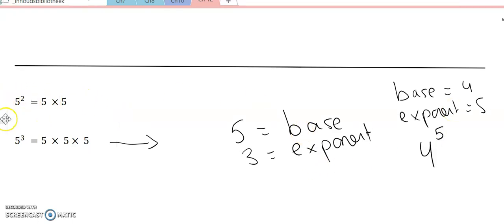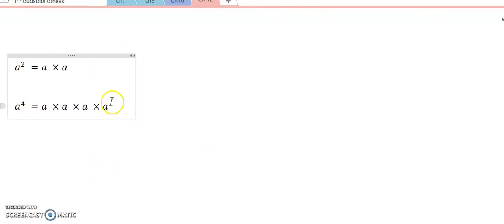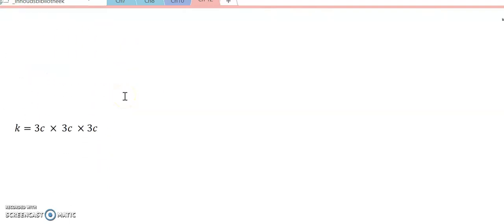Okay, we can see that with numbers, but the base can also be a variable. So over here, the base of this one is a, and the exponent is 2, or a squared, which is a times a. And over here you can see the base is still a, and the exponent is 4. And that means that you have 4 of the a's: a times a times a times a. Okay. And you can use this information to shorten formulas.